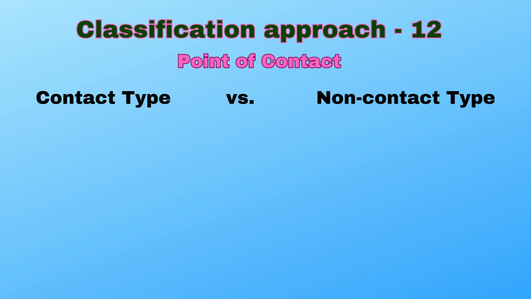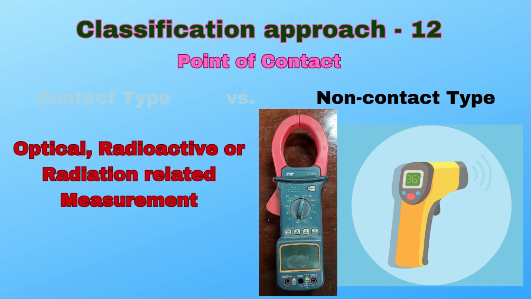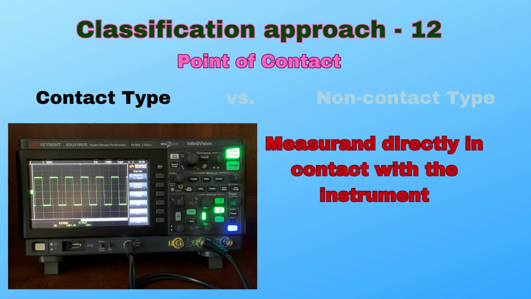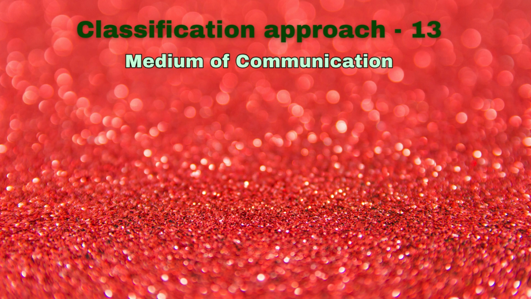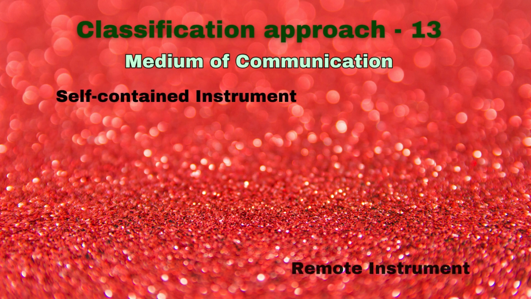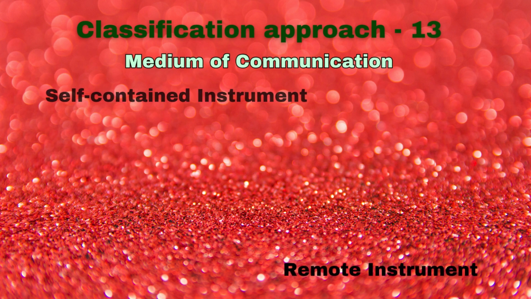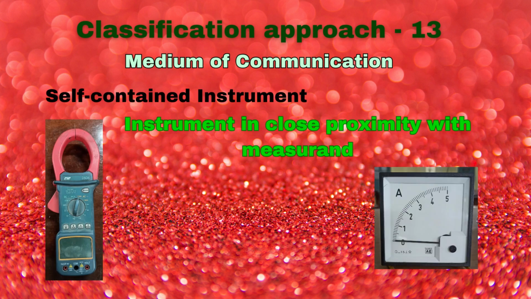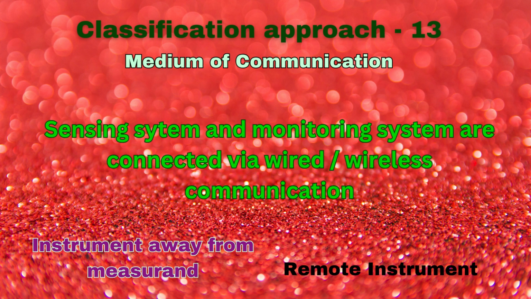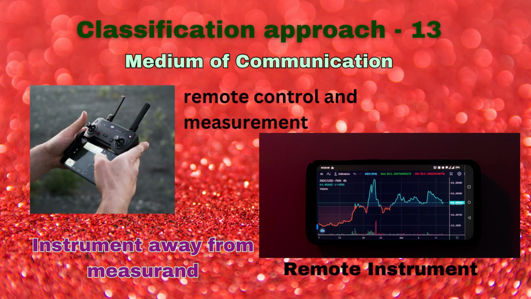Instruments can be of contact type or of non-contact type. A non-contact type instrument keeps itself separated from the measurand physically, but shows reading as usual. In the 13th classification, instruments are either placed in close proximity of the measurand or are operated keeping a distance away. In the latter, a wired or wireless communication is required between the sensing system and the monitoring system.